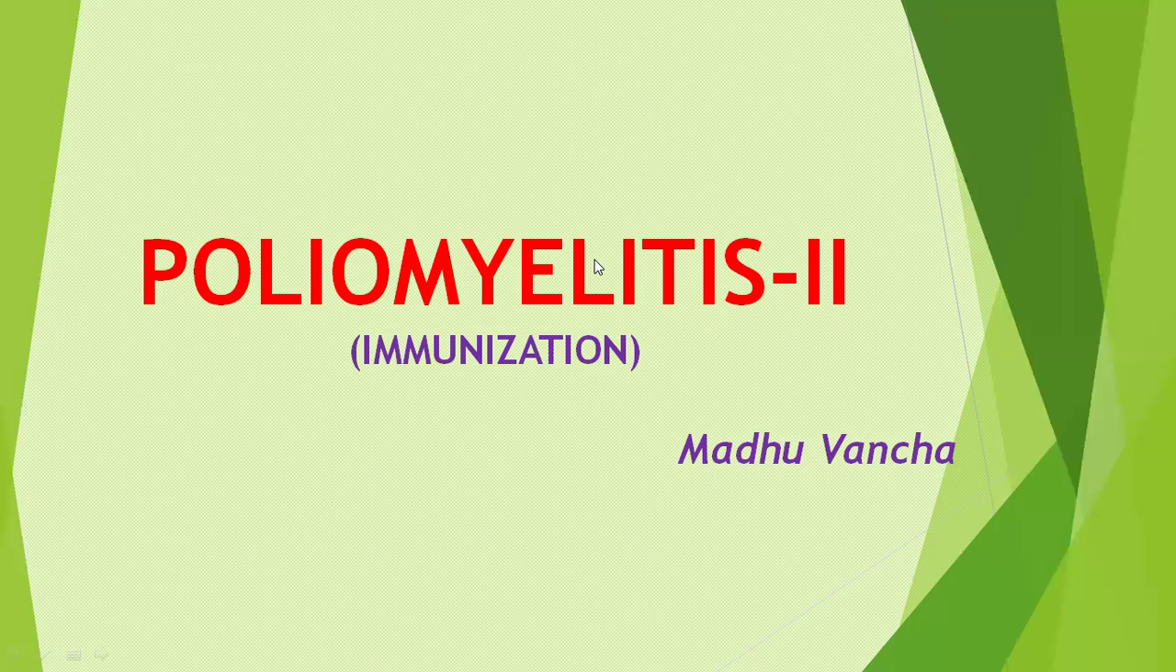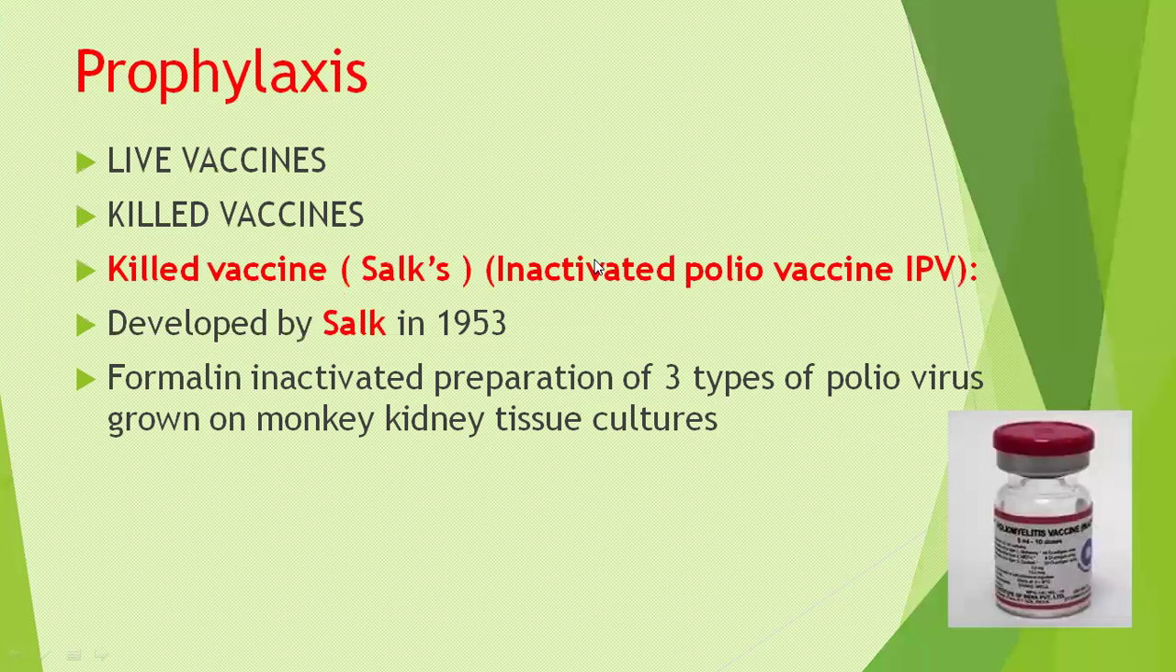For prevention of poliomyelitis, two types of vaccines are available. The first one is the live vaccine, and the second one is the killed vaccine. The killed vaccine is Salk's IPV. IPV means inactivated polio vaccine. And the live vaccine is Sabin's vaccine, that is OPV, oral polio vaccine. Both live and killed vaccines give protection from poliomyelitis. Then what is the difference between live and killed vaccines?